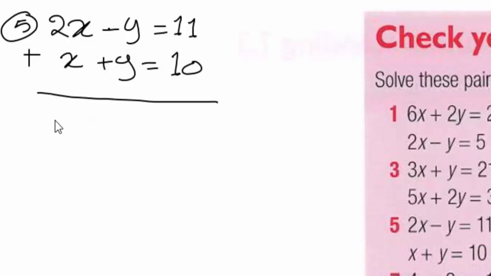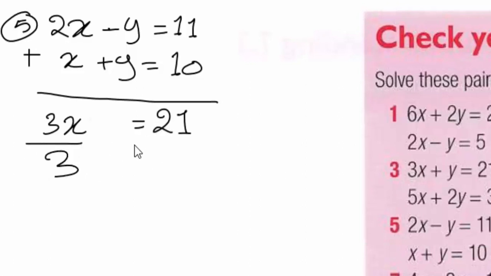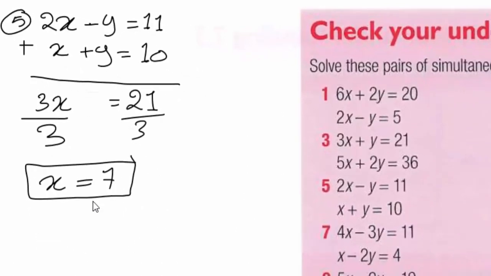2x plus x will be 3x. Negative y plus y will be 0. 11 plus 10 is equal to 21. Look, 3x is equal to 21. It's so reasonable. 3 times which number is 21? 7. Or divide by 3, x is equal to 7. We got the value of x. And this 7 will help us to get the value of y.